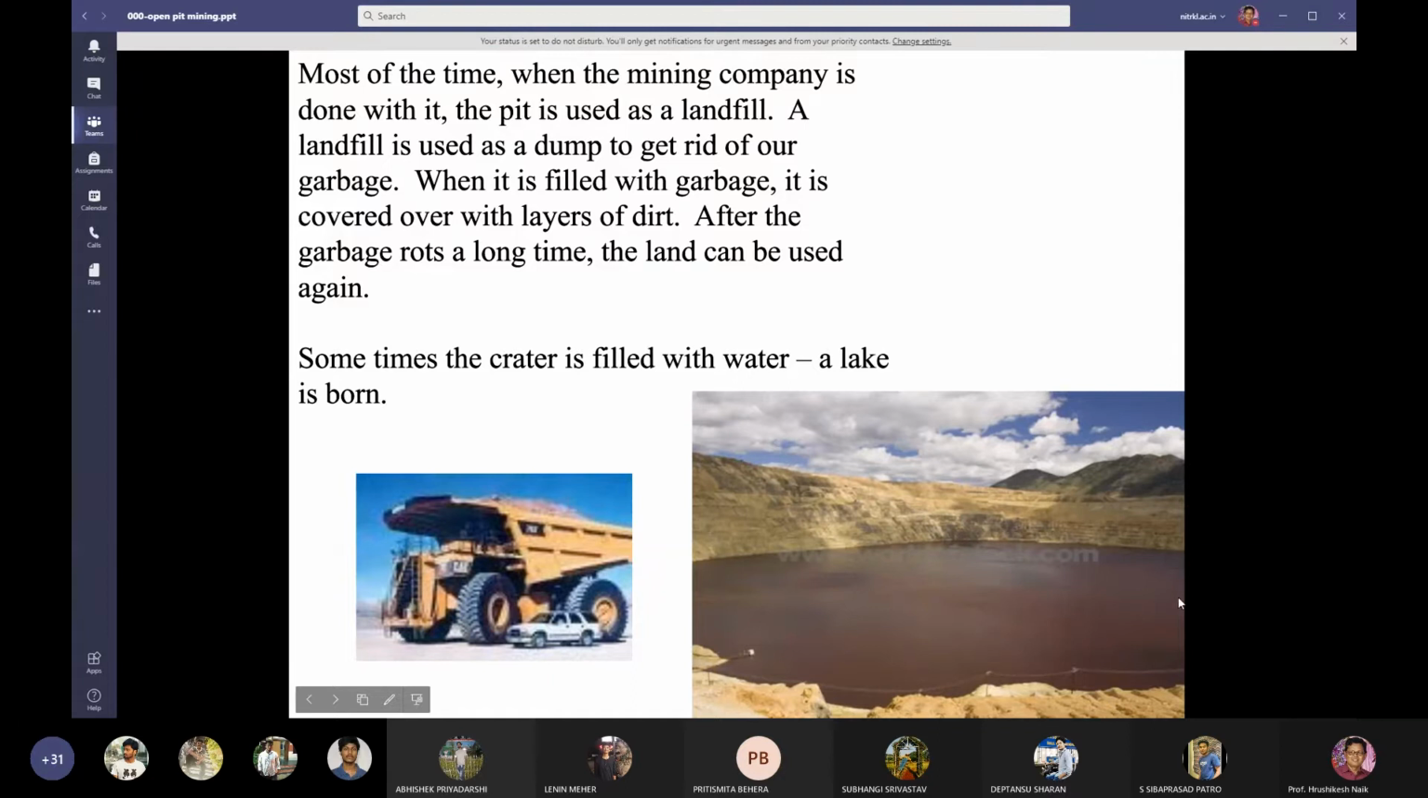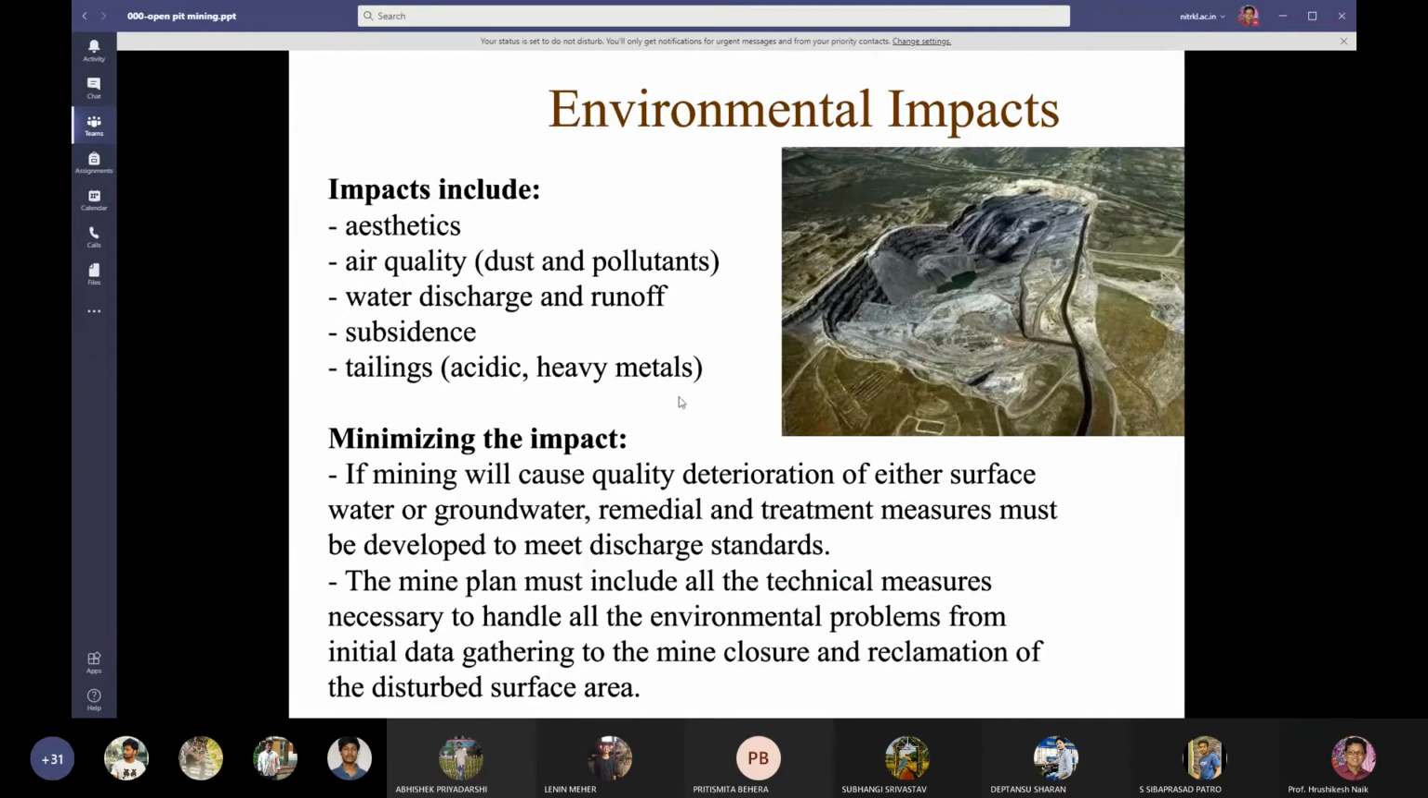So if you do not fill this depressed land with any other material, it will be occupied by water and it will look like a lake. So if you are not going to do the reclamation, then it will become a lake. Water will be accumulated in rainy season, and throughout the year you'll find water here. So this is the scene of an open pit mining. After mining is done, if you are not going to do reclamation, that depressed land will be filled up with water. Therefore, in open cast mining, there is a lot of environmental impact.